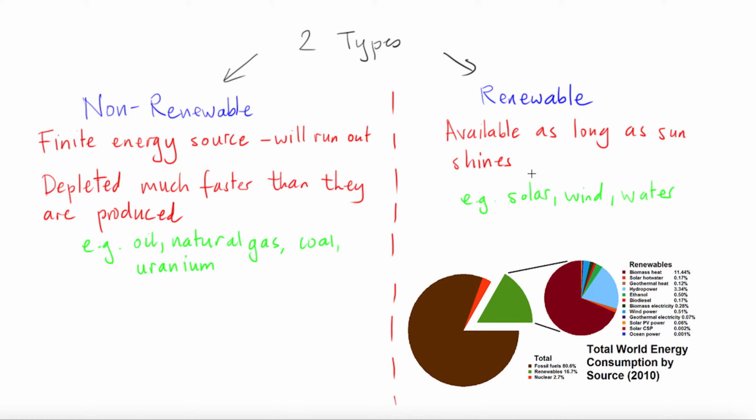The renewable energies will last as long as the sun shines, because the sun is the major source behind pretty much all renewables apart from geothermal. Some examples of renewables are solar, wind, and water. But still, according to 2010 statistics, they only make up a small part of today's energy supply. Fossil fuels in 2010 made up about 80% of the world's energy consumption.